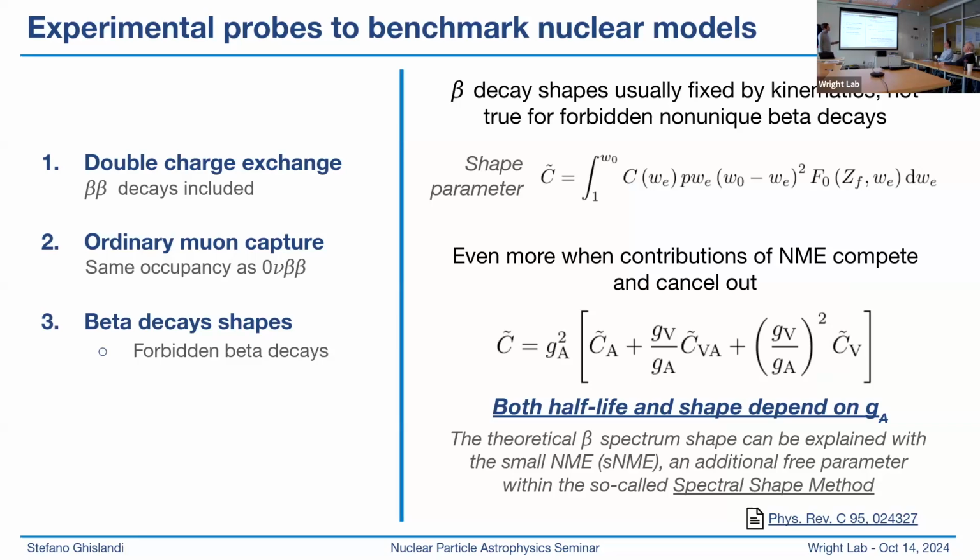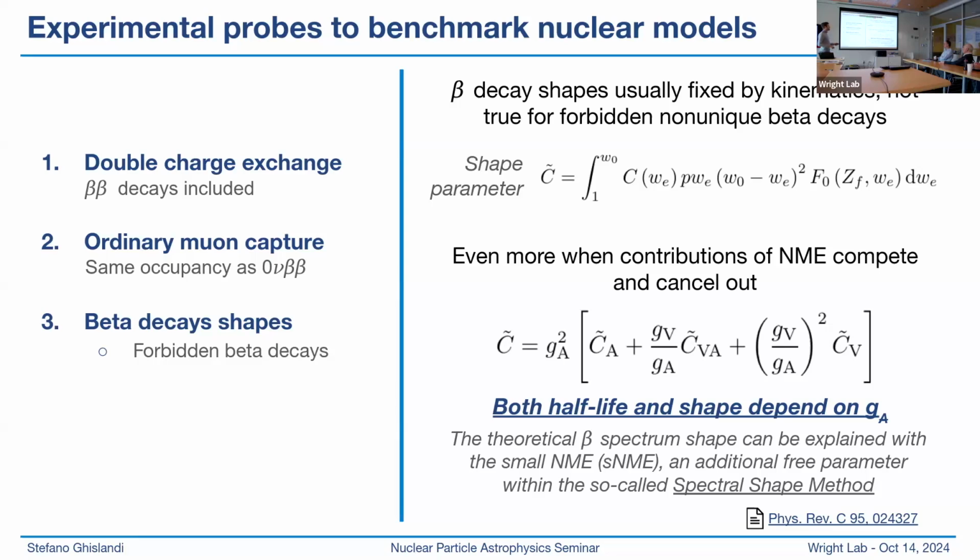Why? Because usually the shape of a beta decay is fixed mainly by kinematics, because there is only one nuclear matrix element that is important. But it is not true anymore for forbidden non-unique beta decays. In that case, the dependence of the shape on the nuclear description is way more complex. So it happens that the shape itself is strongly dependent on the value, for example, of GA, the axial coupling. So you measure the shape, and from that you can compute the axial coupling.